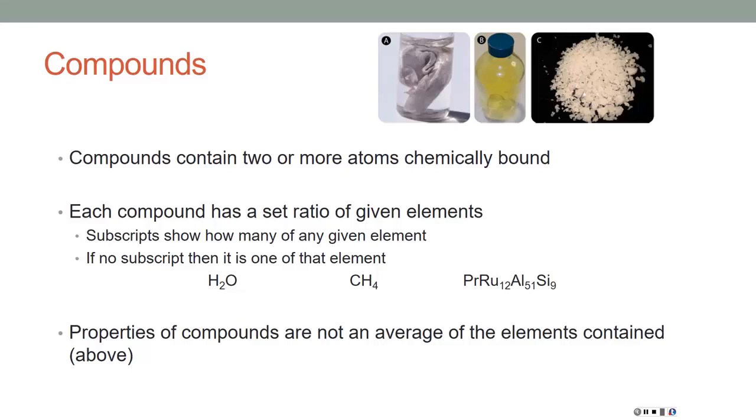A heterogeneous mixture, on the other hand, is going to have pockets of other stuff mixed in. Like this. So when you're looking at it, you're going to see different things. Does that make sense for those two?